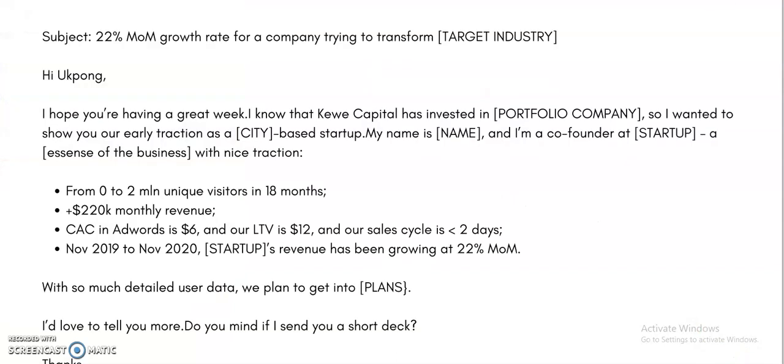Okay, this is an example, and it's actually a template also, so you could pick this up and use it for yourself. It doesn't speak to any specific industry, so we put in brackets so that anybody can pick it up and use it. Now let's look at the subject line. It says 22% MOM, that's month-on-month growth for a company trying to transform a target industry, maybe the fashion industry, e-commerce, or publishing industry, etc. And that's a great subject line. We will look at why in a moment.